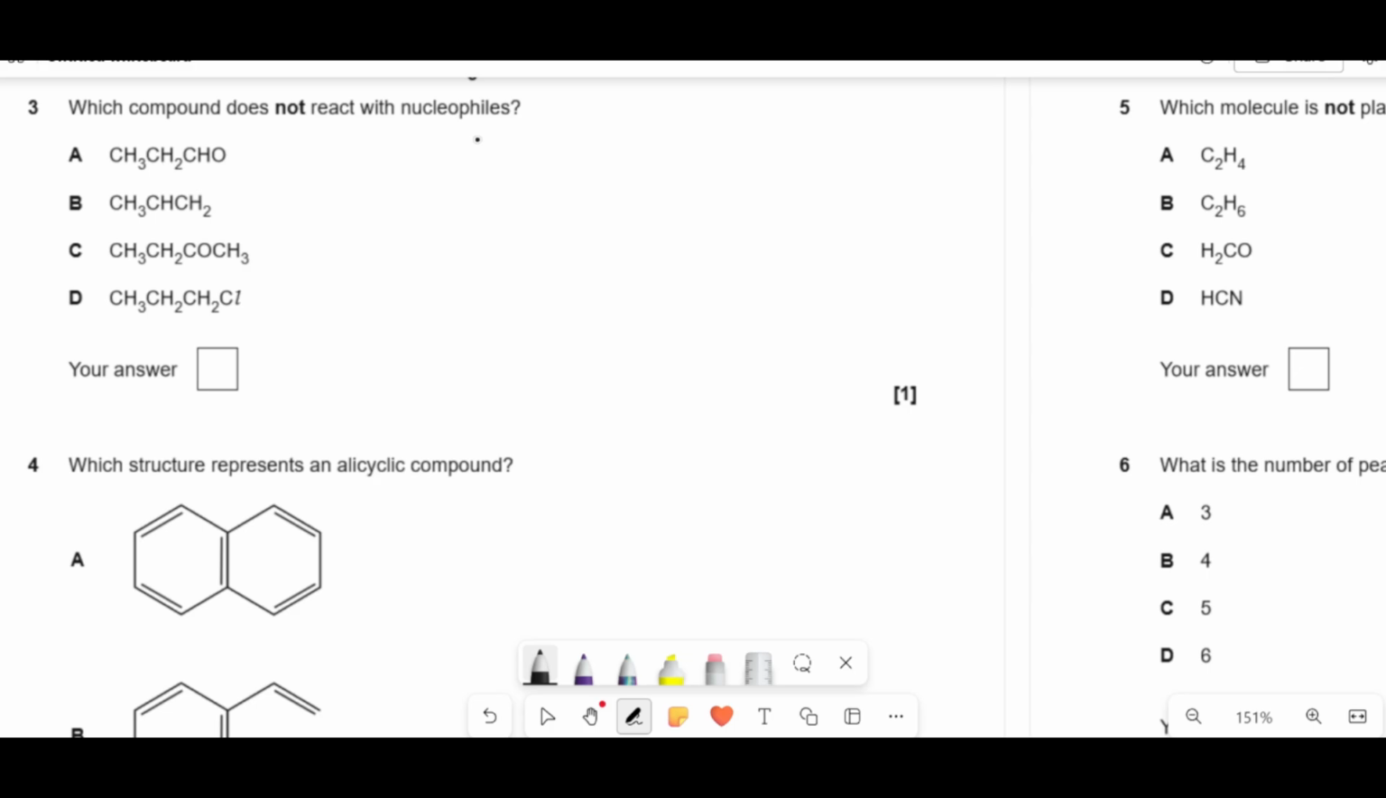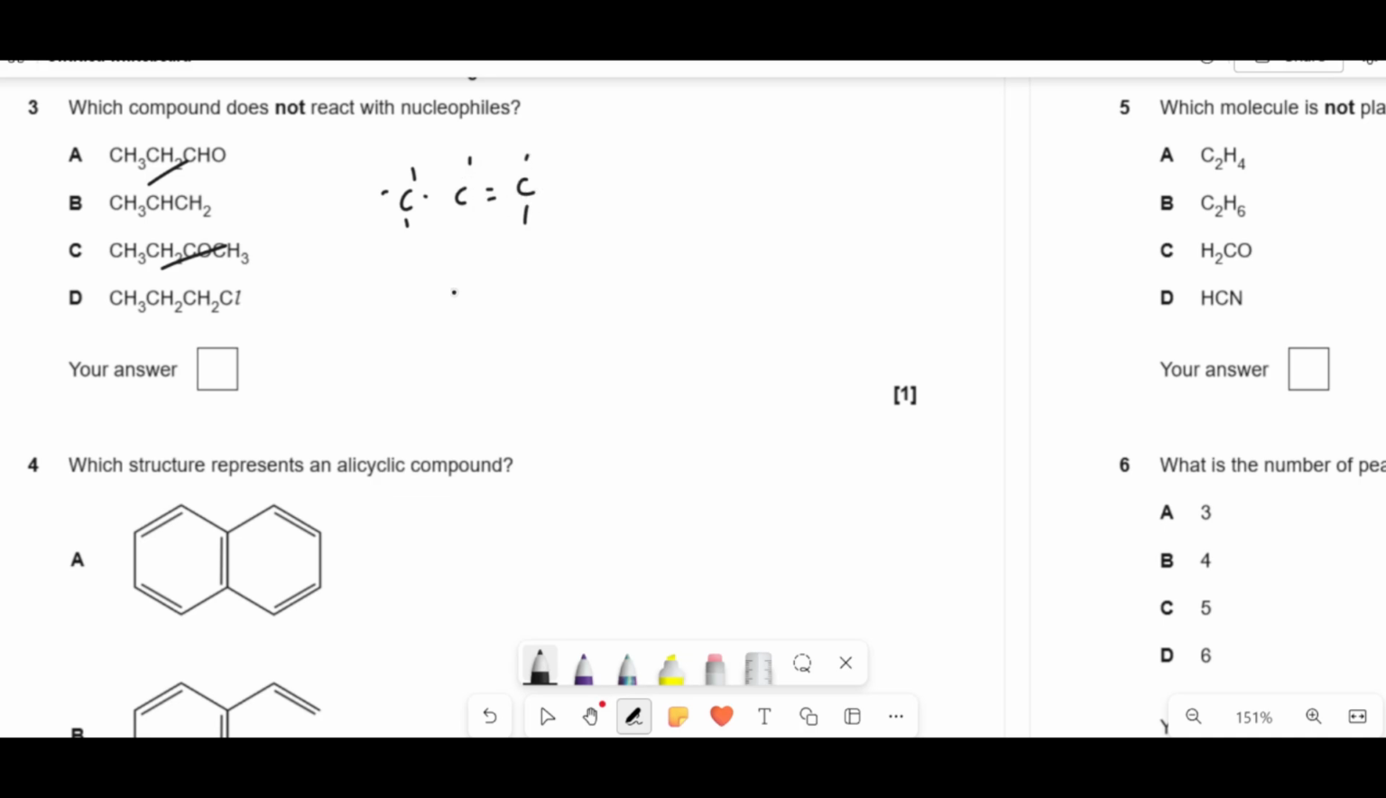So which of these compounds do not react with nucleophiles? We need to look for a carbon that's electron deficient, so for example, one bonded singly to an oxygen. This is an aldehyde, which will react, because you can reduce it with NaBH4, so that's out. The same goes for this ketone here. Here we have CH3, CH, CH2. It's an alkene.